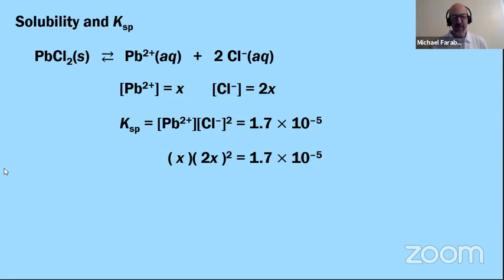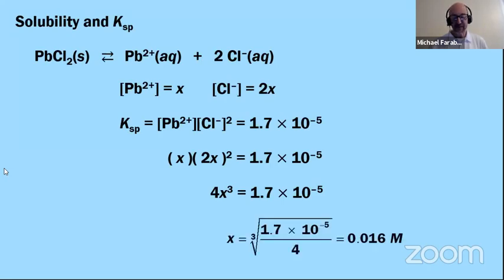So what goes inside the brackets is X and 2X, but when you do 2X quantity squared, that's 4X squared times X, this is what you get. Now, if I want to solve for X, which is going to be the concentration of lead and therefore the solubility of this compound, I have to take the KSP, divide by 4, and then take the cube root of that. So when I do that, I get 0.016, which represents the concentration of lead as well as the solubility of the lead chloride.